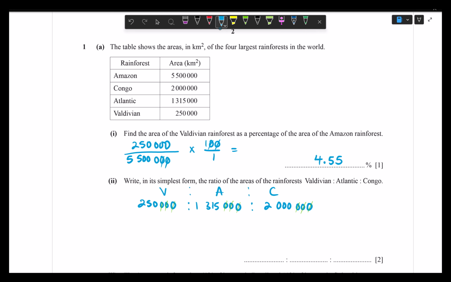And from the looks of it, they are all divisible by 5. So dividing 250 by 5, we get 50. Dividing 1,315 by 5, we get 263. And lastly, dividing 2,000 by 5, we get 400. And looking at the smallest figure that we have is 50. And the factors of 50 that we can use, we have got 5, we have 10, we have 2, and we have 25 and 50 itself. But looking at all these factors, we cannot divide 263 by these factors. Hence, our final answer remains as 50 is to 263 is to 400. This is the ratio in its simplest form.